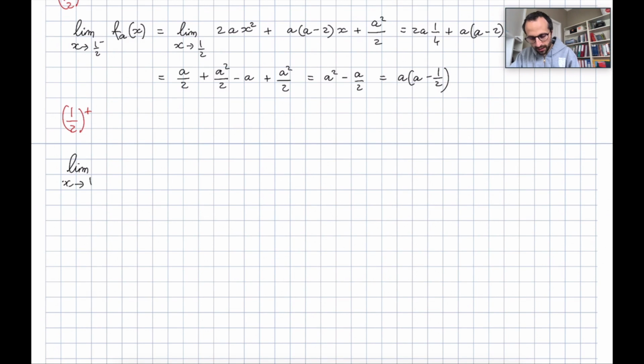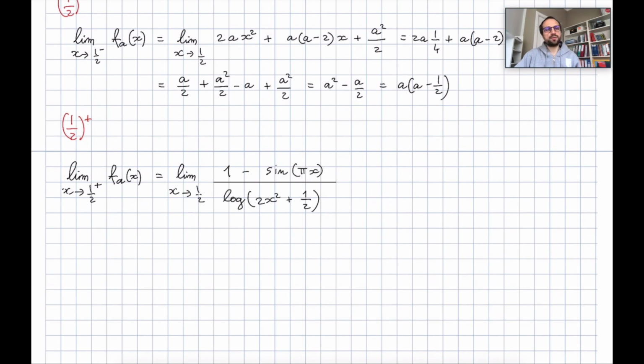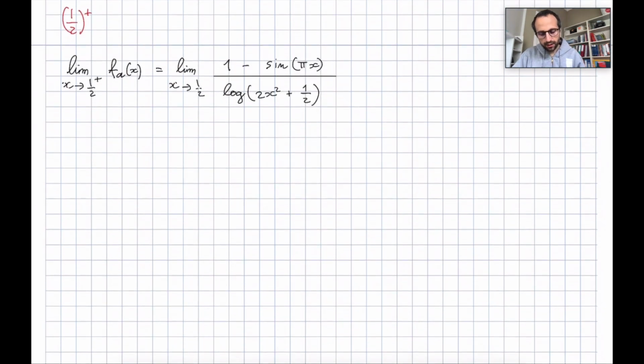Now the limit as x goes to 1/2 from the right of f_a of x is equal to the limit as x goes to 1/2 of this expression here. And now we need to calculate this limit. You already see that this function doesn't depend on a at all. So we just need to be lucky. Being lucky here means that we hope that this limit is 0. Otherwise, there is no hope for this function f_a to be continuous. So let's calculate this limit.